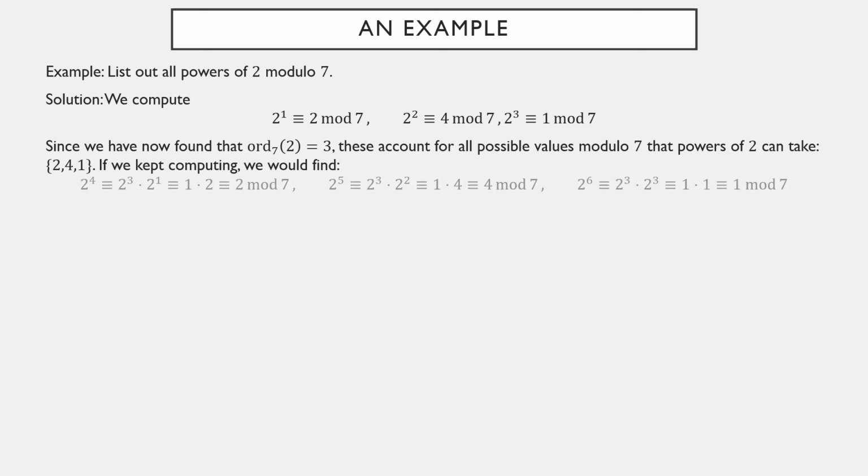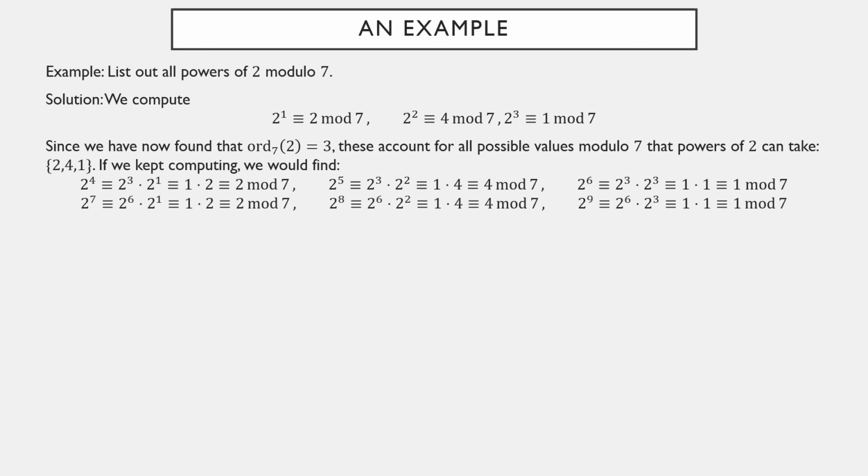If we kept going, we would find, for example, that 2 to the fourth can be written as 2 cubed times 2 to the first, or 1 times 2, which is 2 again. 2 to the fifth is 2 cubed times 2 squared, or 1 times 4, so 4 again. 2 to the sixth is 2 cubed times 2 cubed, which is just 1 again. If I kept going, 2 to the seventh is now 2 to the sixth times 2 to the first, but 2 to the sixth was 1. So we see a value of 2 again. 2 to the 8th produces 4, 2 to the 9th produces 1, and so forth. If we keep going, we just see the values 2, 4, 1, 2, 4, 1, 2, 4, 1.